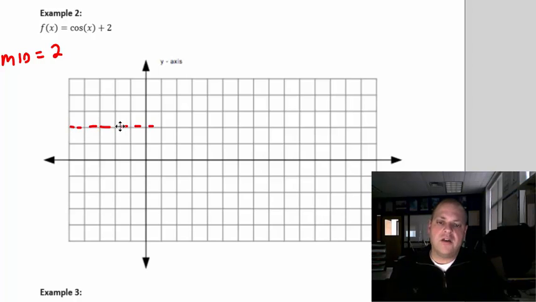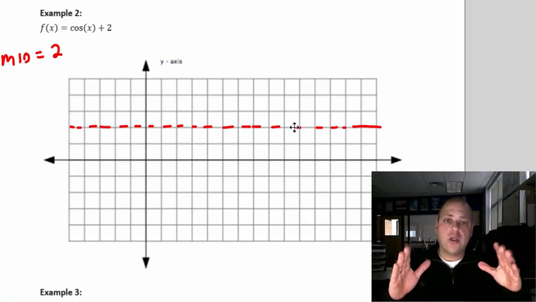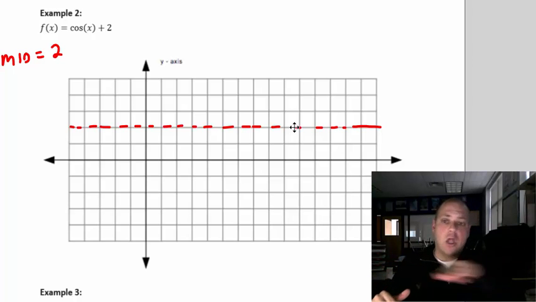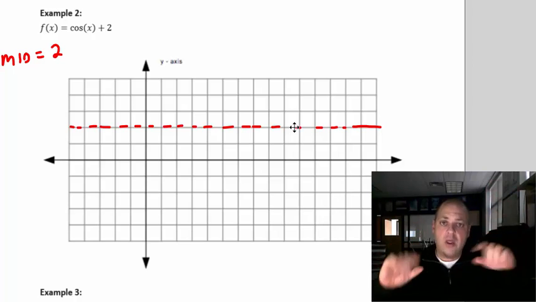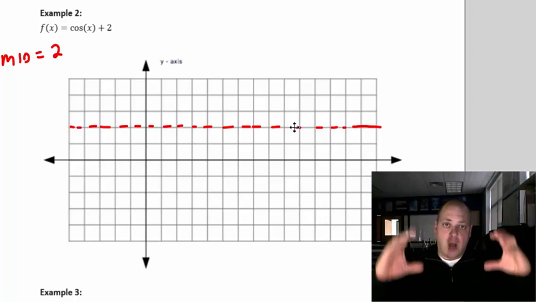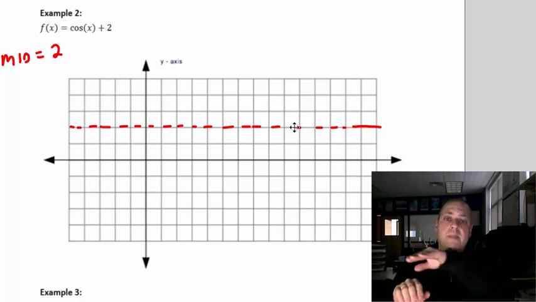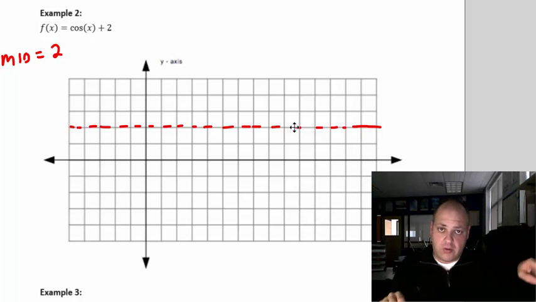And we're going to put a dotted line for our midline. Because no longer is the x-axis the middle of this graph. That plus 2 is going to move it up 2 units. That wave is going to move up 2 units now. So we're going to make the 2 the middle of our graph. So we're going to kind of ignore the x-axis as if it's not even there when we're actually plotting our points.